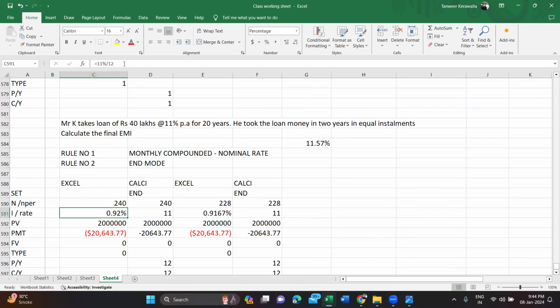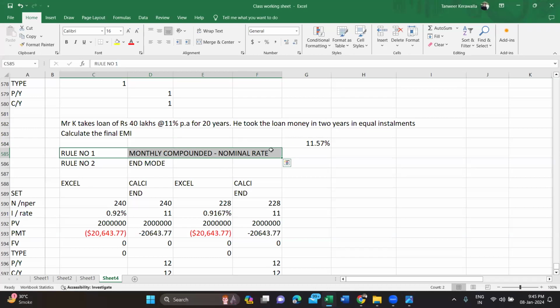So 11 divided by 12 will give you 0.92. The 11.57 is the effective rate. I just showed you for your knowledge. If you take a loan from the bank tomorrow, don't always believe the rate which they tell you. You have to convert this into the effective rate. That's the actual expense for you as a person, as a loan taker. So if 11.57% effective rate was given, we have to convert this into the nominal rate and then divide by 12. But here we are directly given the nominal rate, because in loans we assume that the rate is nominal.